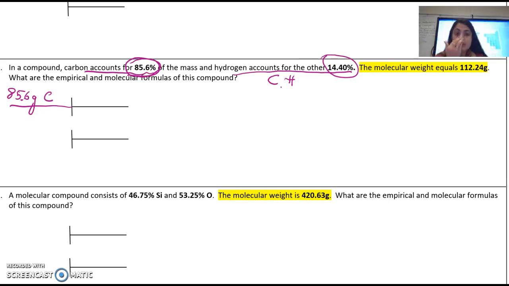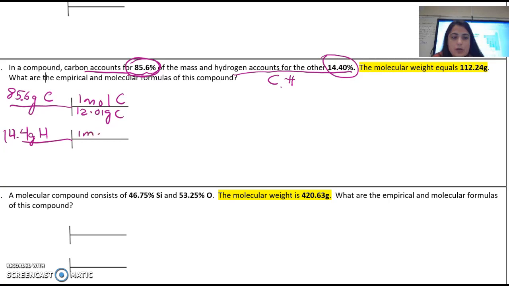The next thing is the rule says percent to mass, which you did here, and then mass to mole. So now the only way you can get to mole is by using the average atomic mass of carbon in the periodic table, and you're going to put 12.01 grams C. All right, so I'm going to go ahead and set up both of these here. The other one is hydrogen, so 14.4 grams hydrogen and 1 mole hydrogen over 1.01 grams.